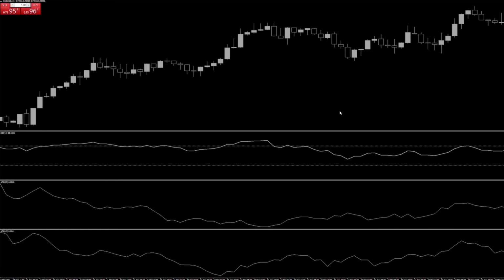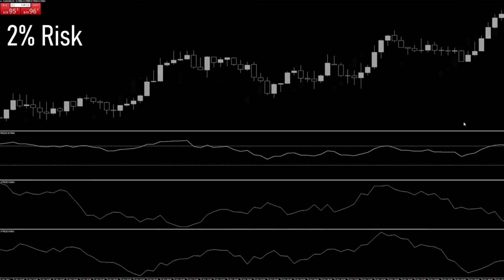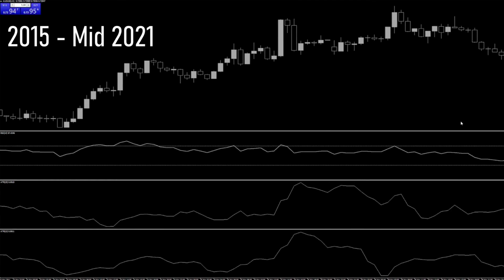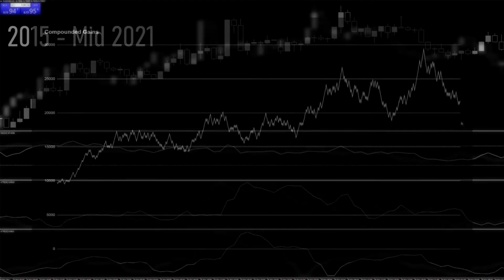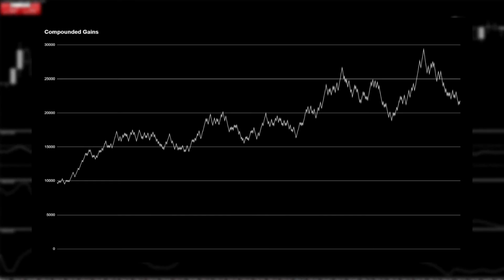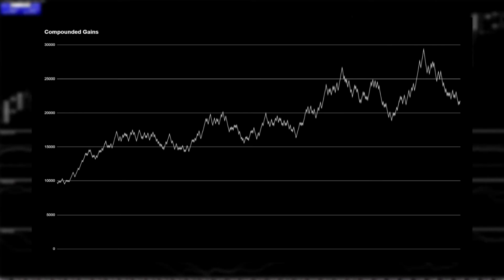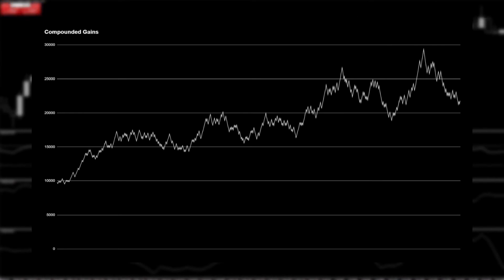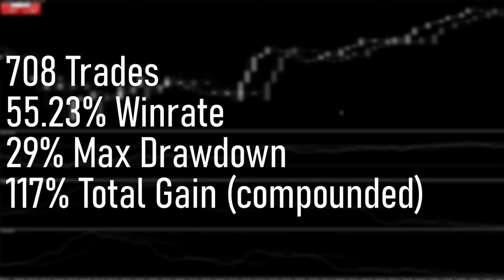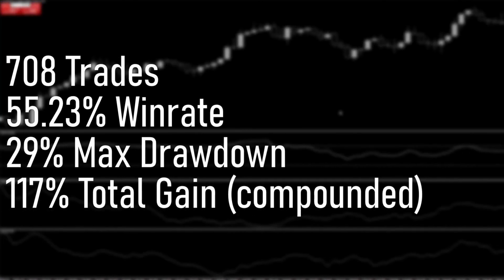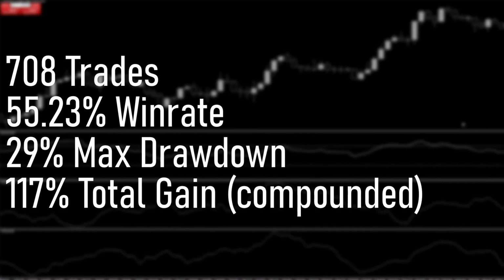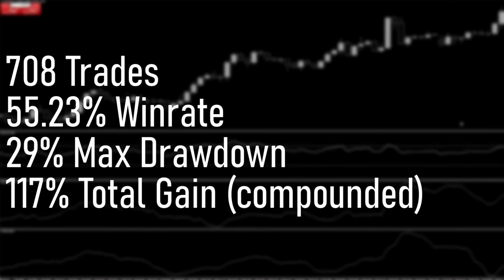These results are based off a $10,000 account and it risks 2% on every trade. The algorithm was tested from 2015 to the middle of 2021. Currently on the screen, you'll see the profit curve of the algorithm. It actually peaked at around $29,000 or 190%, then it fell back to around $21,700. It took 708 trades with a win rate of 55.23%, and max drawdown was 29%. 117% gain and 29% drawdown in 6 years?